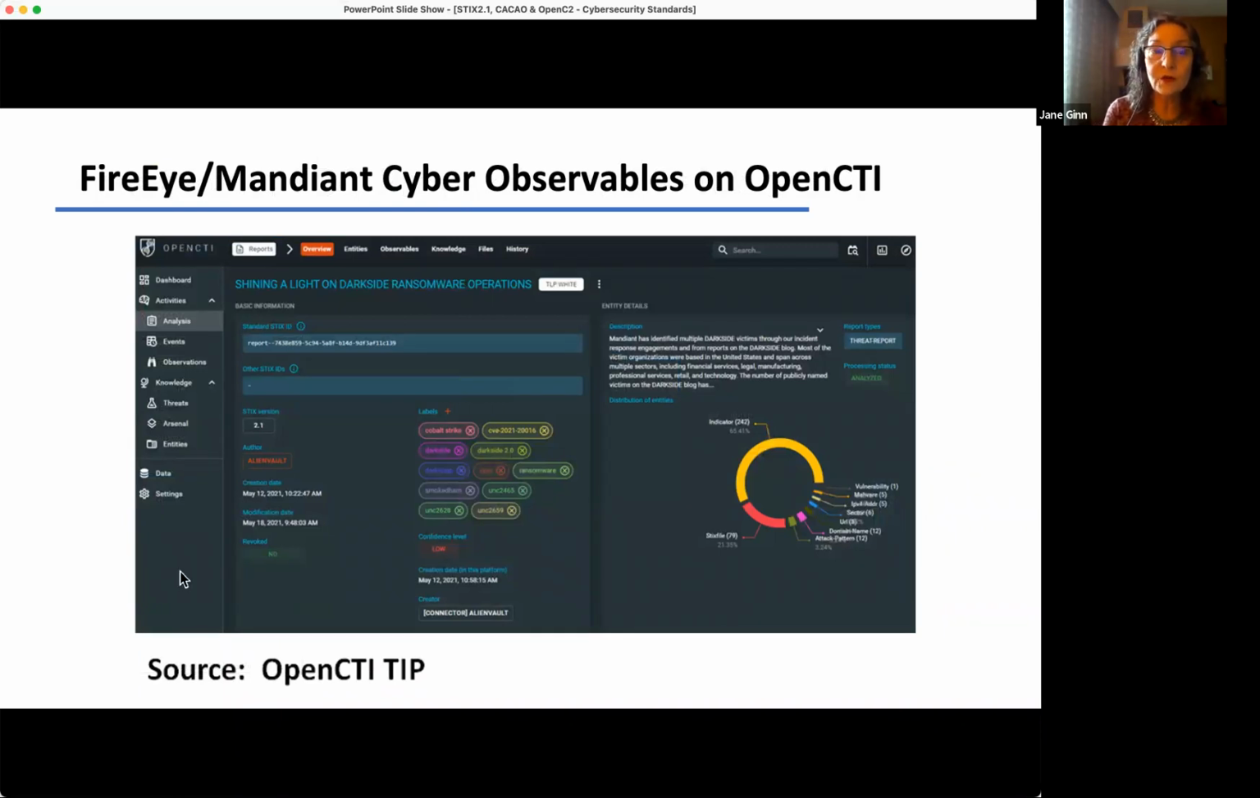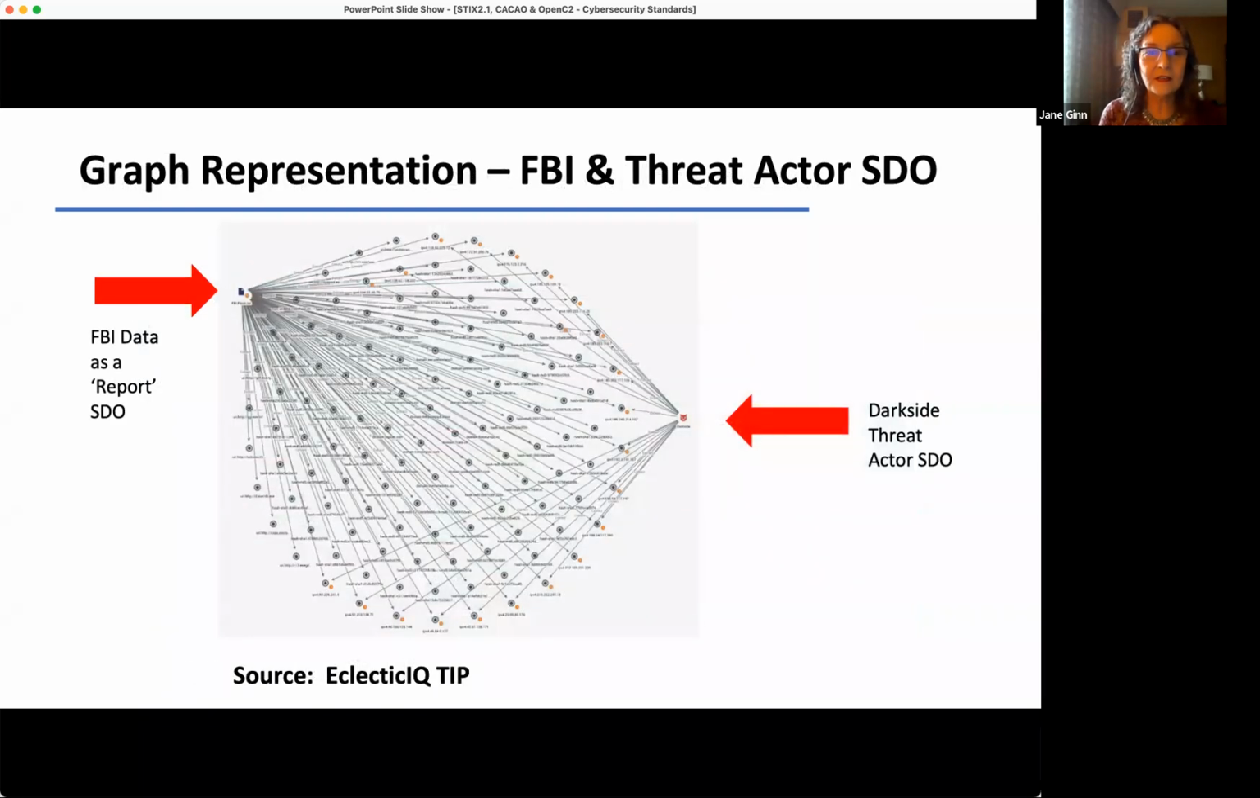And here's a screenshot of an open source threat intelligence platform called OpenCTI that shows how they represent the information that's coming through, the machine readable threat intelligence that's coming through as STIX 2.1 over a TAXII 2.1 feed. And here's another screenshot of a representation in graph form that shows how the FBI data represented as a report SDO relates to the threat actor SDO data. Next slide, please.